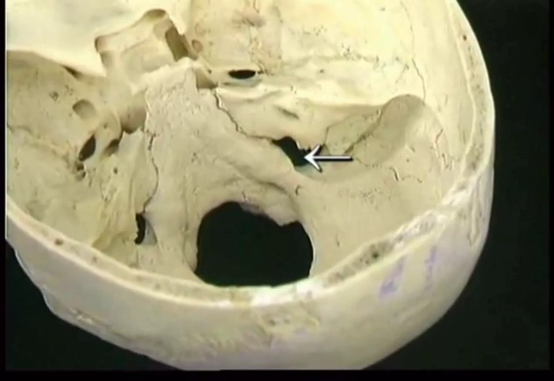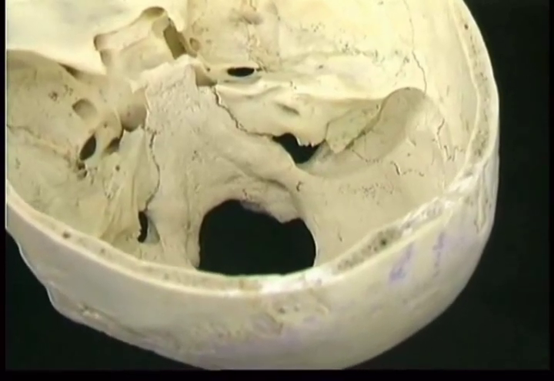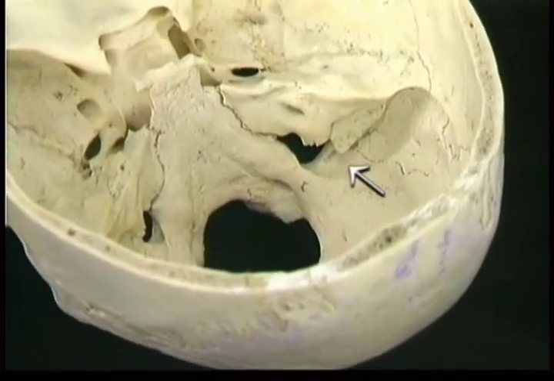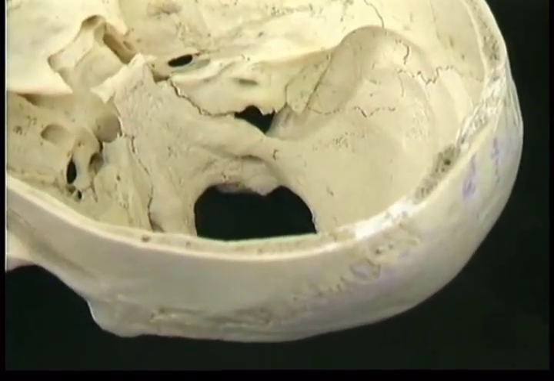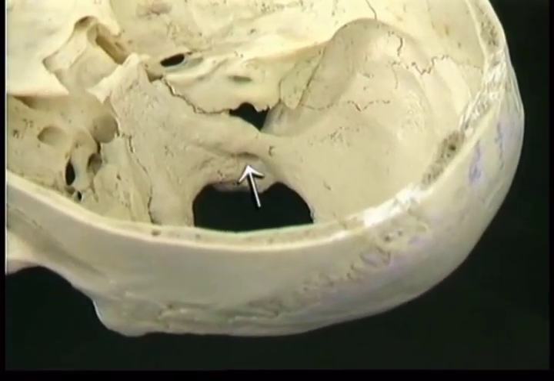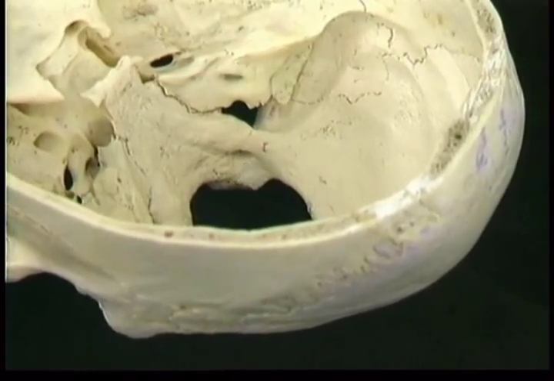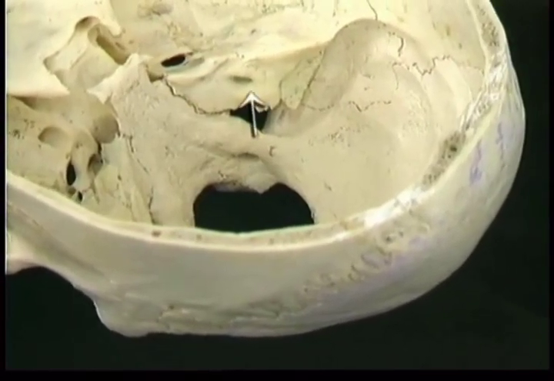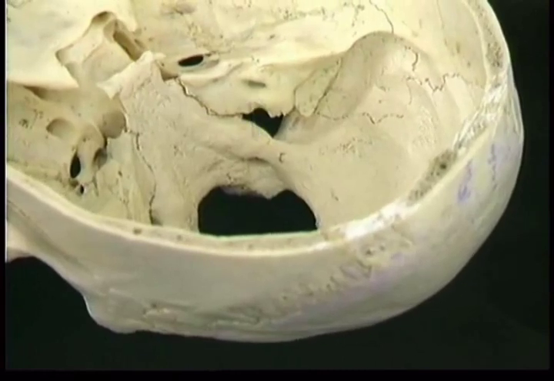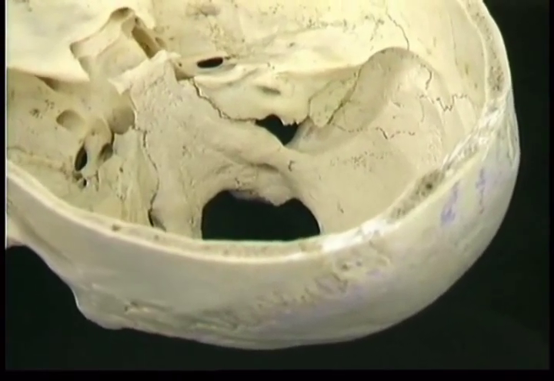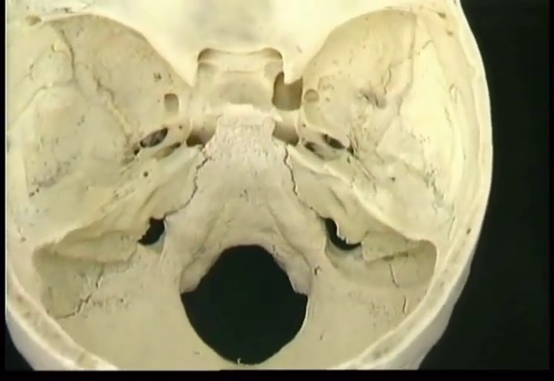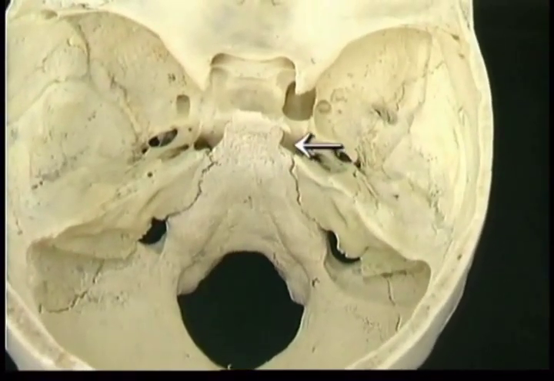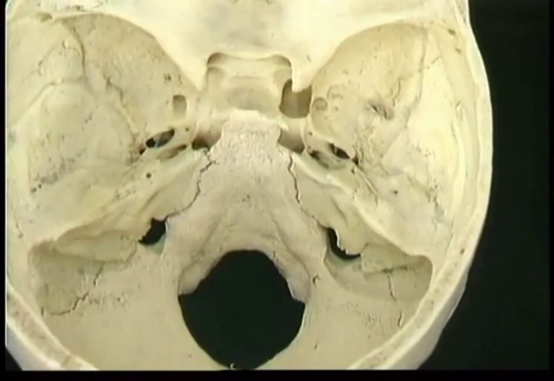Here's the jugular foramen on the inside. This big groove behind it is for the sigmoid sinus, the main venous drainage channel for the brain. Below and medial to the jugular foramen is the hypoglossal canal. Above the jugular foramen is the internal auditory meatus for the vestibulocochlear and facial nerves. The carotid canal ends here at the foramen lacerum, as we'll see in the next section.